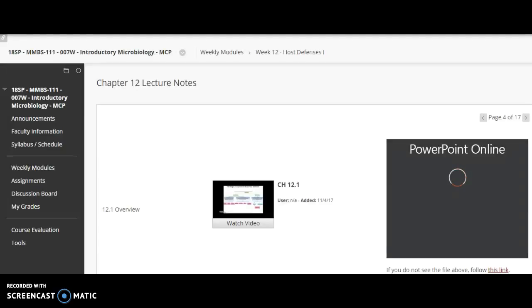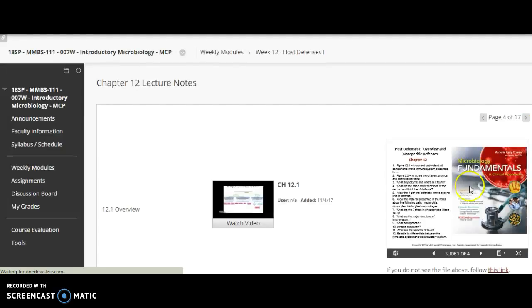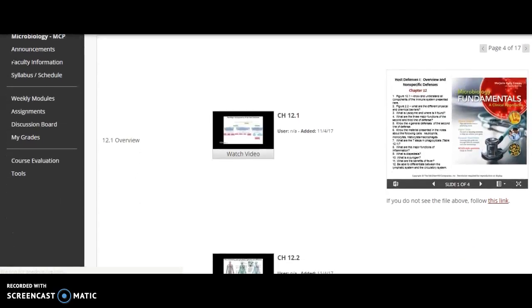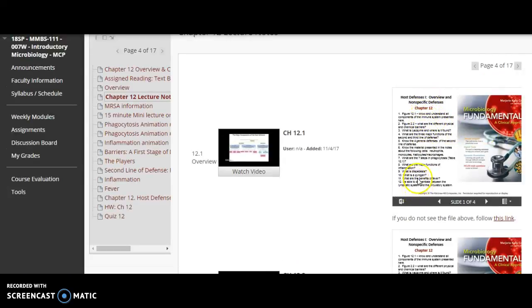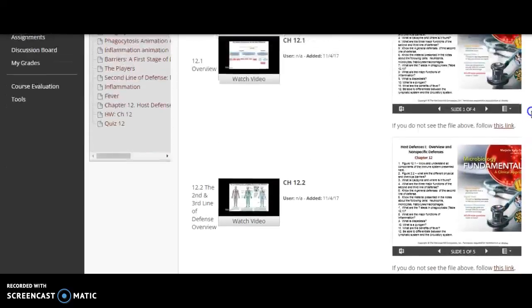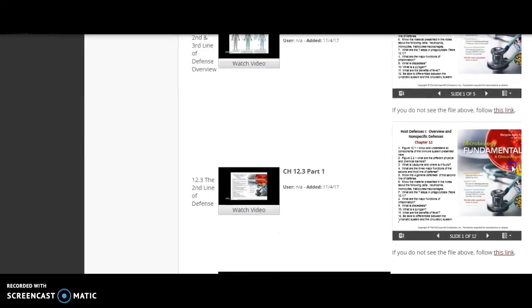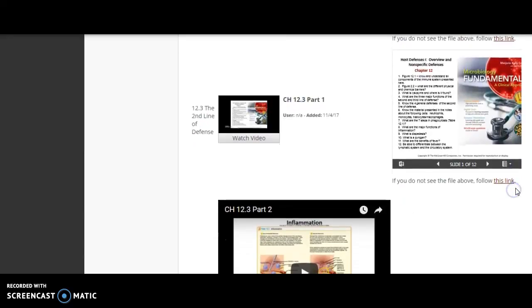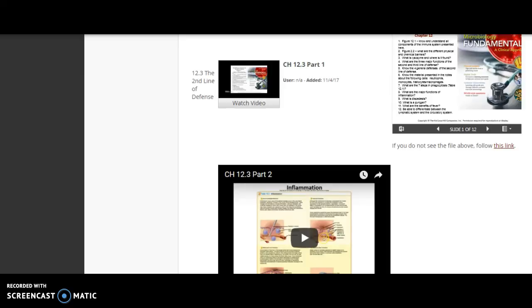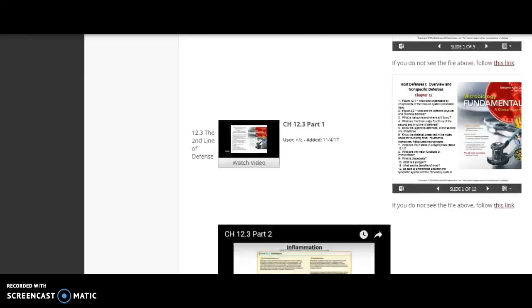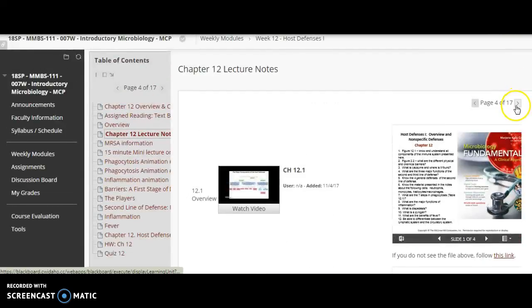Alright, here you have the PowerPoint lecture notes. And on each page of the PowerPoint notes, you've got the specific objectives. So there are 12 objectives for Chapter 12, and several different stages of the video. 12.1, 12.2, and then 12.3 is a fair amount of information, just material to talk through, so that's why there's Part 1 and Part 2.